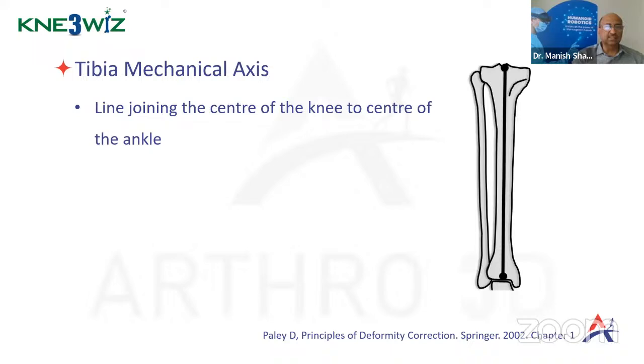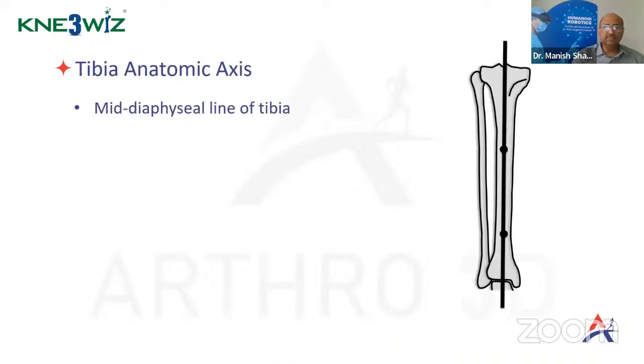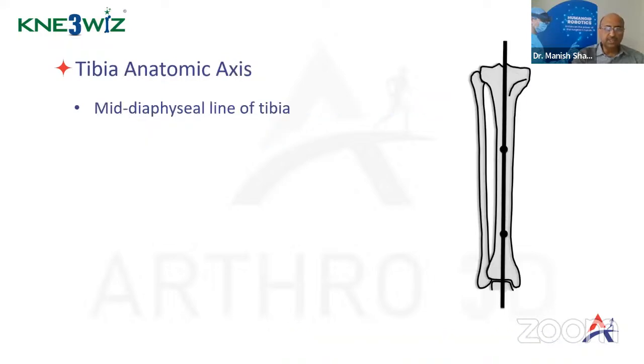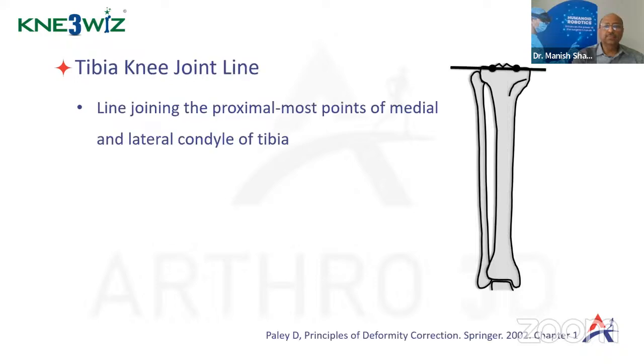Tibia mechanical axis. It's the line joining the center of the knee to the center of the ankle. The anatomic axis is the mid-diaphyseal line. Both are parallel to each other. The knee joint line is the line joining the proximal-most points of the medial and lateral condyle of the tibia.